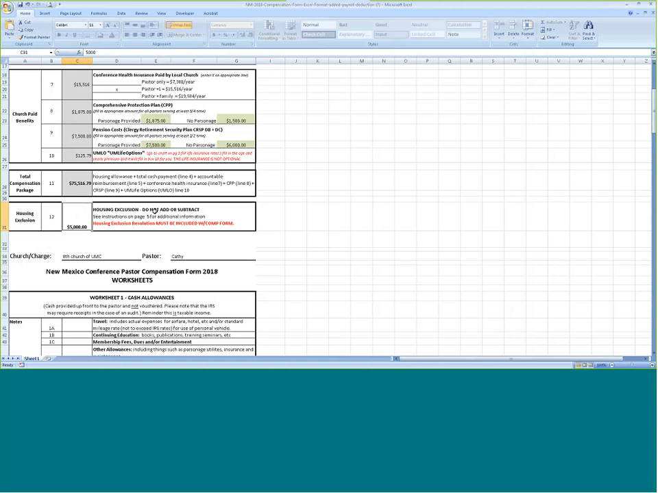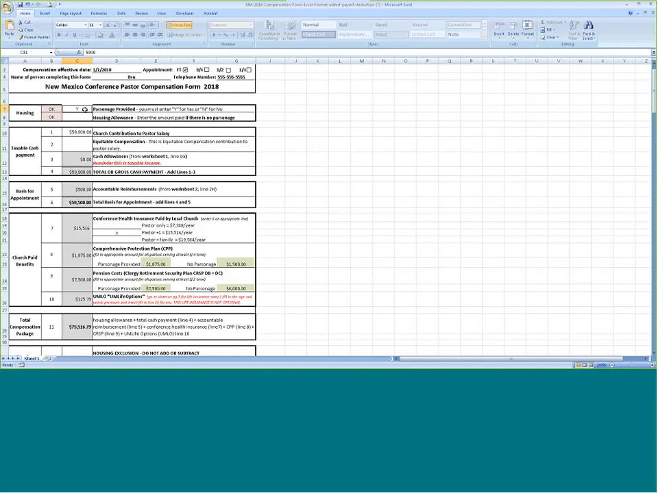Okay, so that is that. Let's go up here and change this to no, they don't have a parsonage, but the church is going to give the pastor a housing allowance of, say, $8,000. Again, notice this doesn't change, but what changes is the pension and disability life insurance.